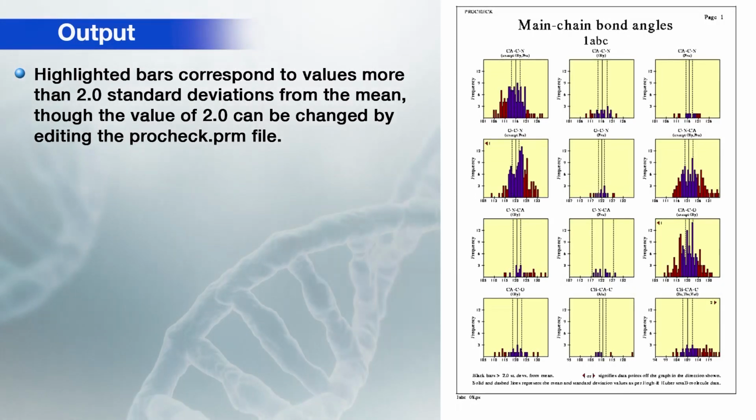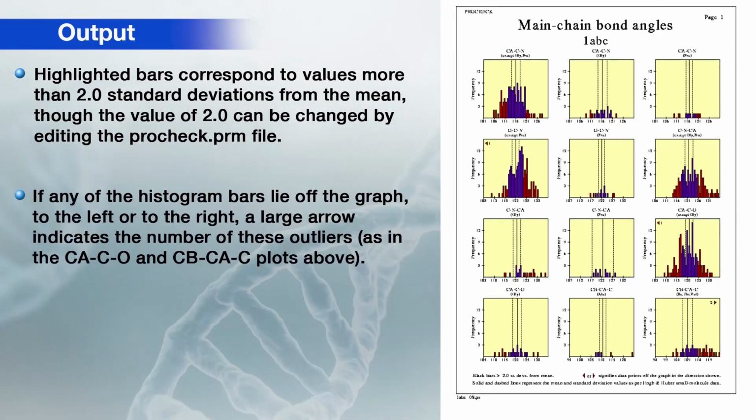Highlighted bars correspond to values more than 2.0 standard deviations from the mean, though the value of 2.0 can be changed by editing the Procheck.prm file. So, it is user friendly in that the level of standard deviation can be chosen. The default standard deviation kept is 2.0, but we can apply more stringency by changing the standard deviation.